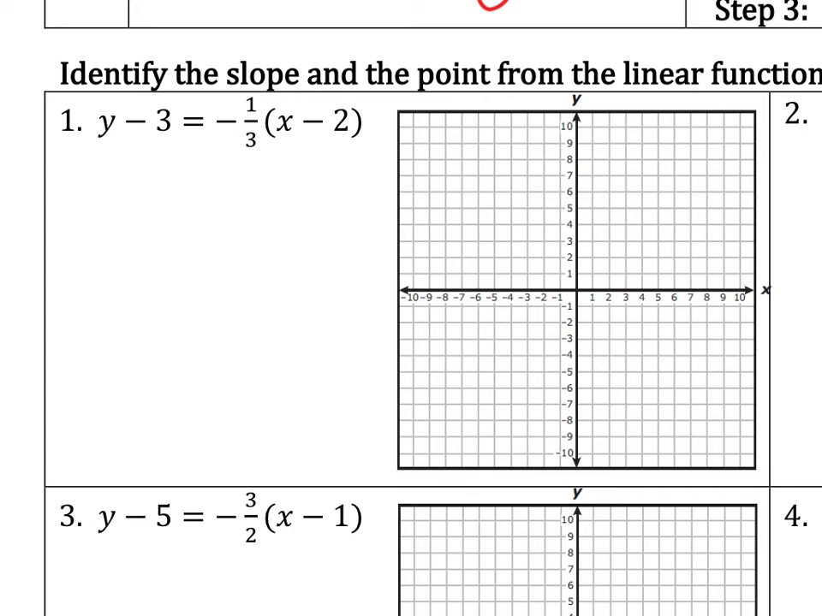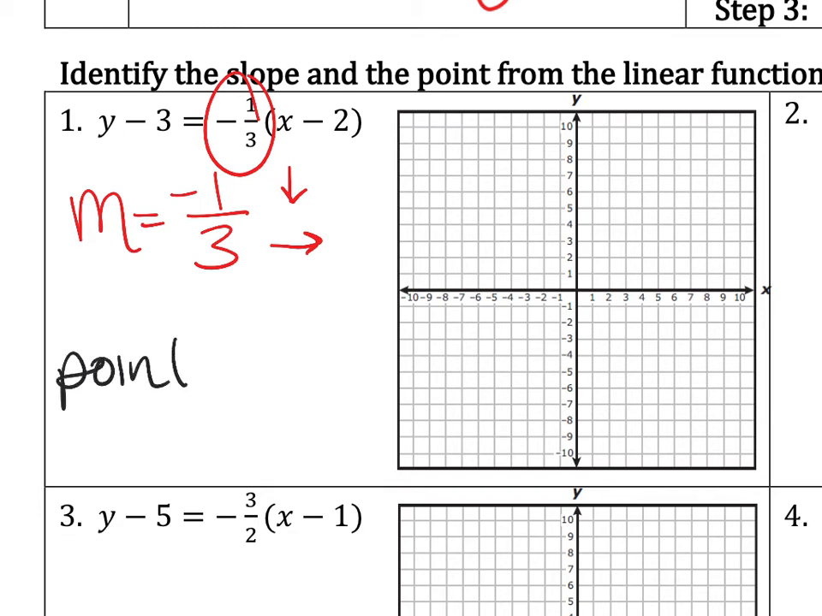Negative 1/3. Negative 1/3. Oh, I circled that real ugly. Let me try again. Okay, so my slope is negative 1/3, which means am I going up or down? It's negative. We're going down. Okay, the next thing I need, or that information that I know, is a coordinate point. What's the coordinate point given to me?